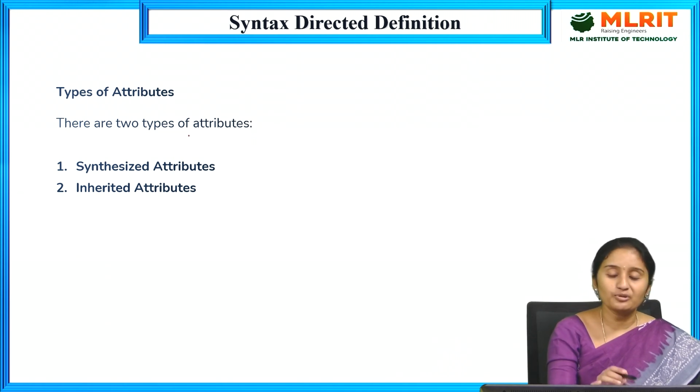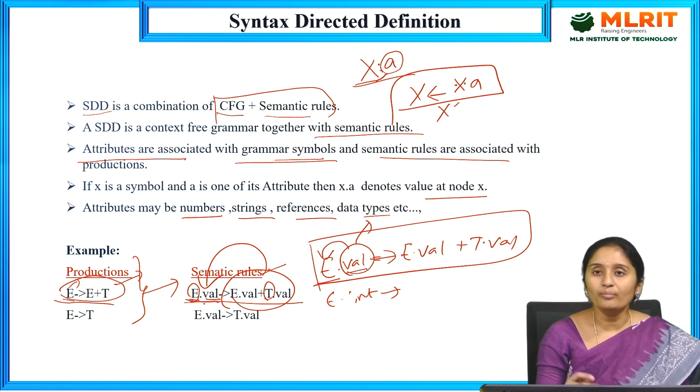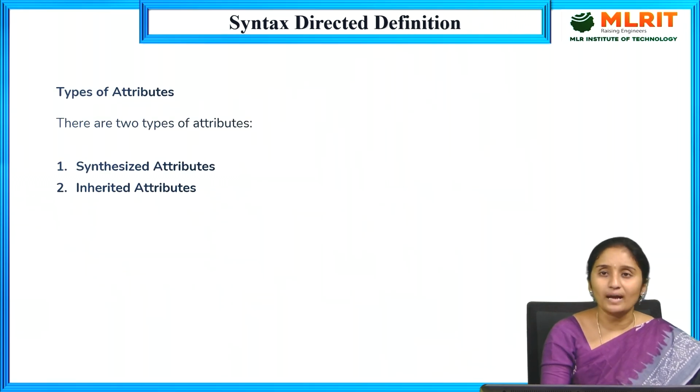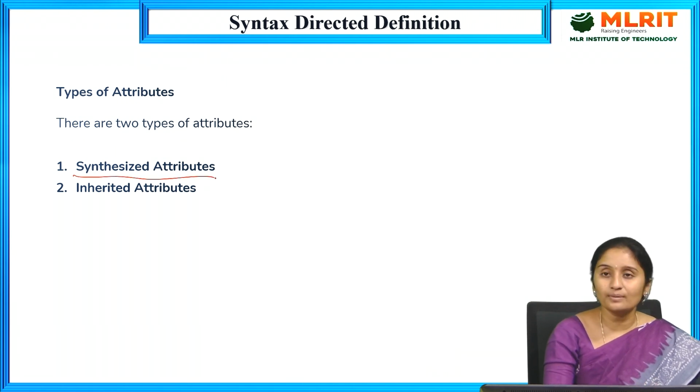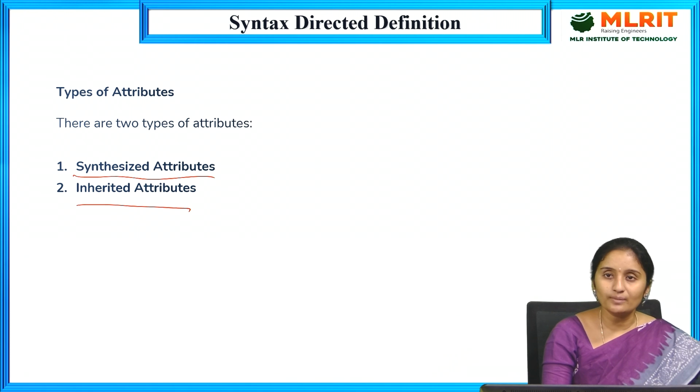So what are the types of attributes? Here we have discussed attributes such as val. There are two types of attributes: the first one is the synthesized attribute and the second one is the inherited attribute.